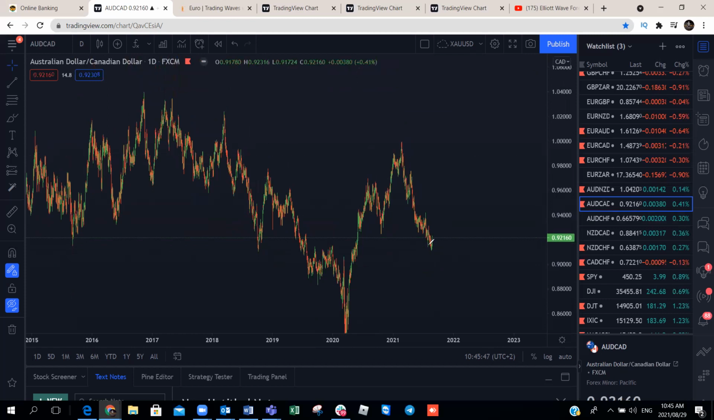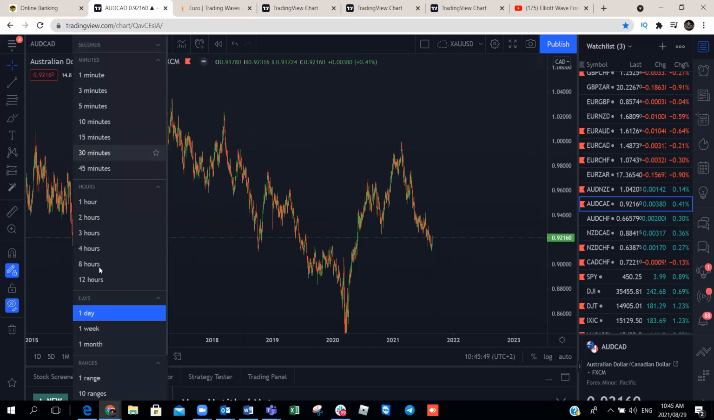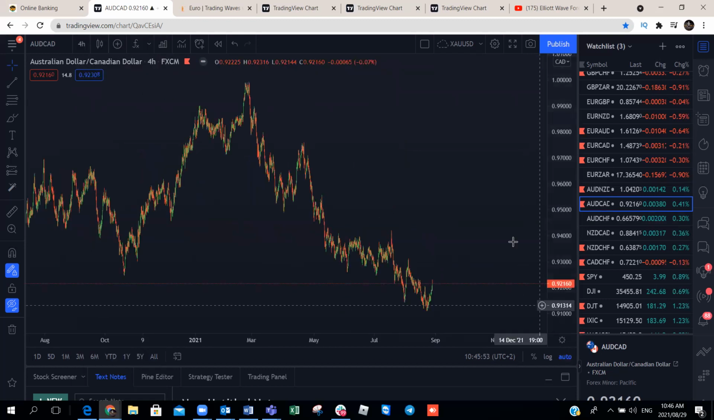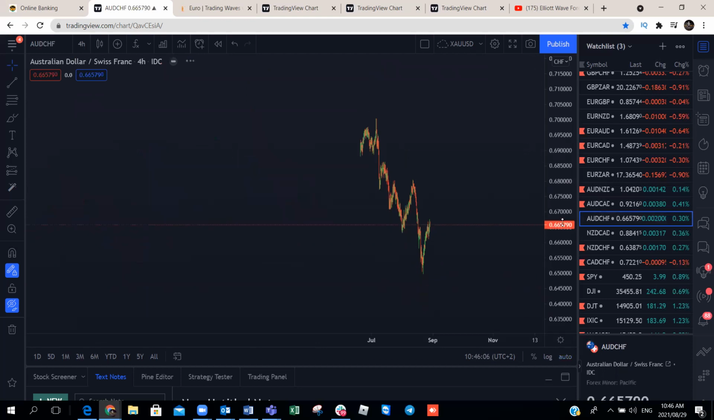AUDCAD. Let's have a look here at AUDCAD. This is now on the daily. Let's look at the lower degree, 4 hour, back to the 4 hour. Now on the 4 hour AUDCAD, we're expecting this one to give us continuation to the downside. If we continue down from here, that means that's a running flat and we're going to see more downside. So with the CAD strong, we expect AUDCAD to continue lower.